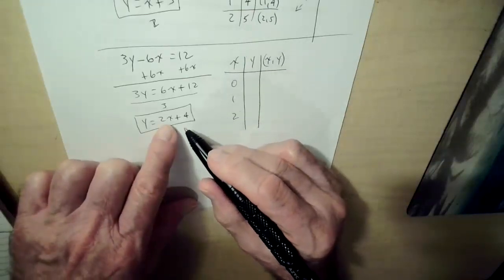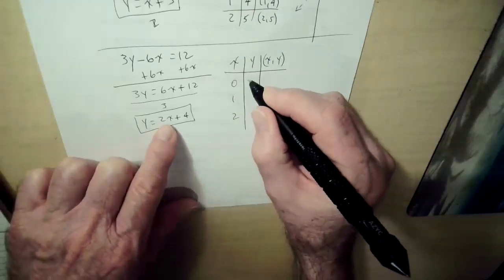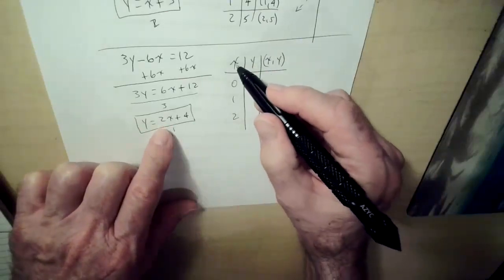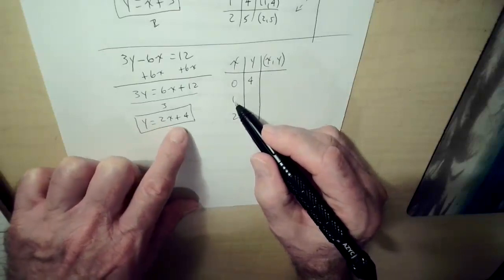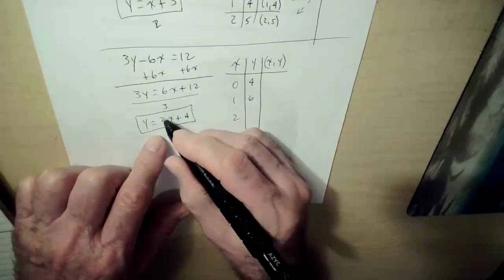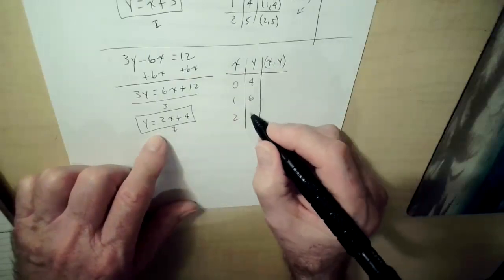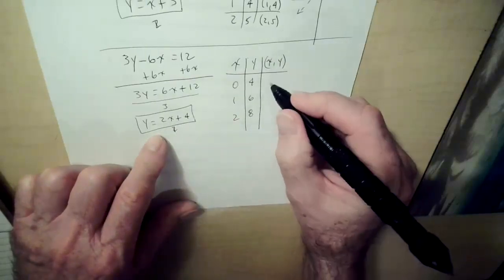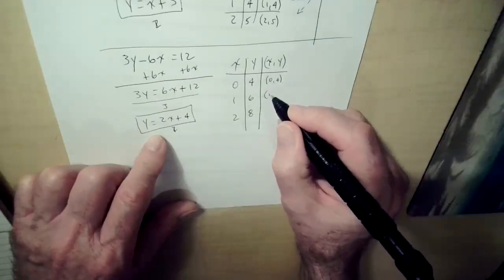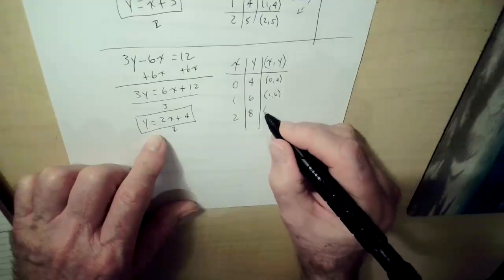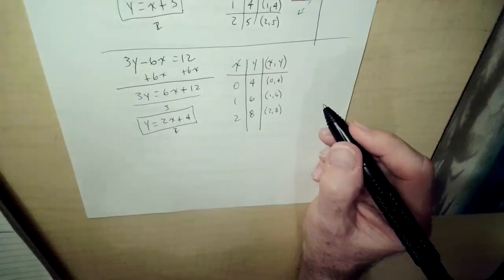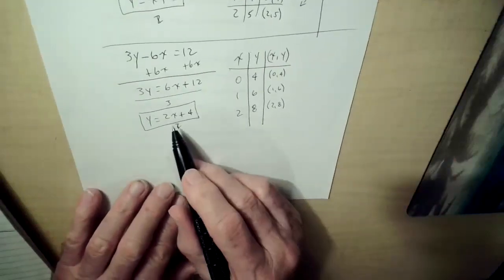And we use 0, 1, and 2, plug in 0 for x, and we end up with our y-intercept, which is 4. Now you put 1 in for x: 2 and 4 is 6. And when x is 2, 2 times 2 is 4, plus 4 is 8. So we have (0, 4), (1, 6), and (2, 8).